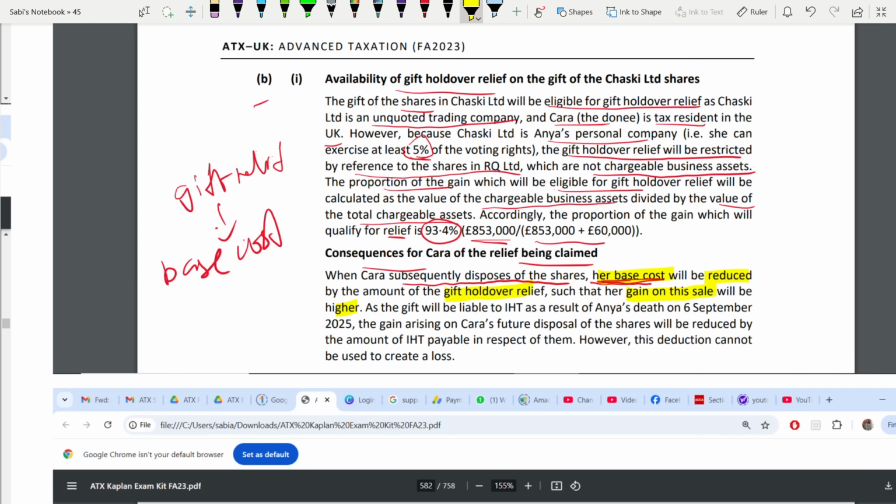So what is the impact? The overall is, even though now you're deferring the gain, later on they will catch you. How? By reducing the base cost, you are going to have a higher gain. So anyway, they will charge you, but not now. They are just delaying the payment. Rather than charging now, they are charging it later.